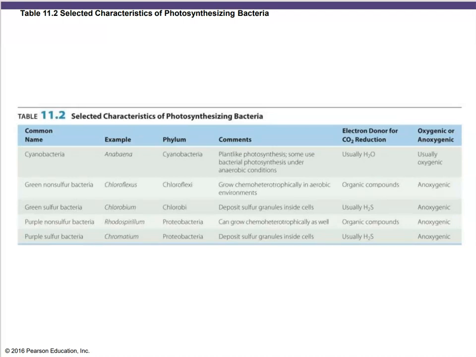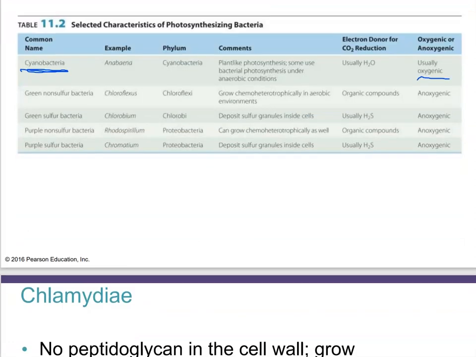The cyanobacteria are the ones that you really should know about. Cyanobacteria produce oxygen, so they're usually oxygenic. That means they produce carbohydrates and oxygen. And then we have these other green sulfur bacteria, purple non-sulfur, but that's mostly again in your Winogradsky column, where you might see some of these species.